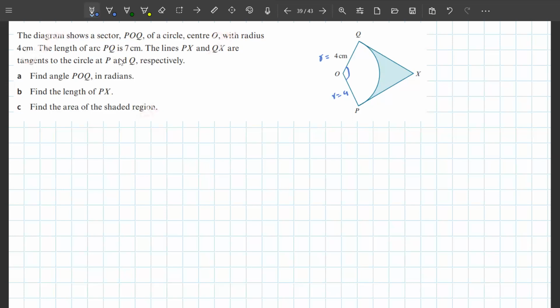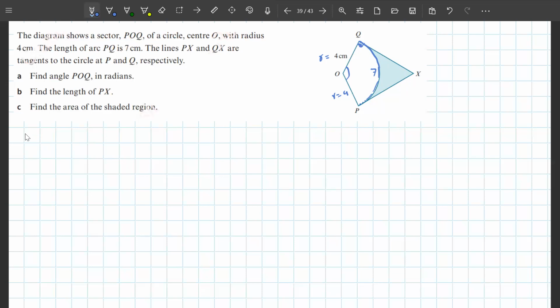The length of the arc PQ is 7 centimeters. So we know the length of arc PQ, it is 7 centimeters. The lines PX and QX are tangents to the circle. Remember, as they said, QX and PX are the tangents, and tangents are always equal, and the angle between a tangent line and the radius is always 90 degrees. Here the angle is 90. That will help you later. So find the angle POQ in radian.